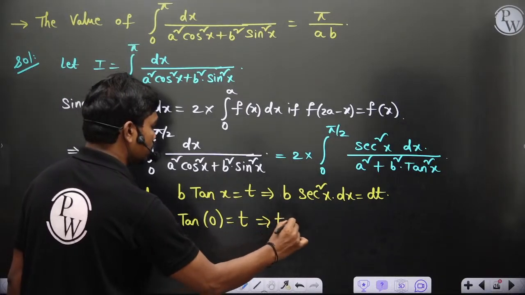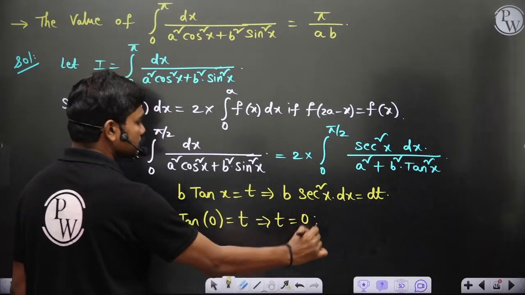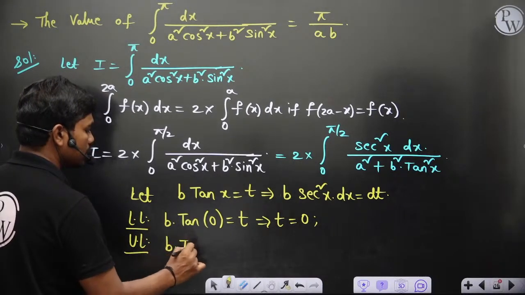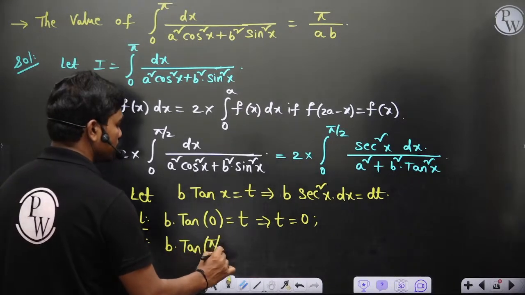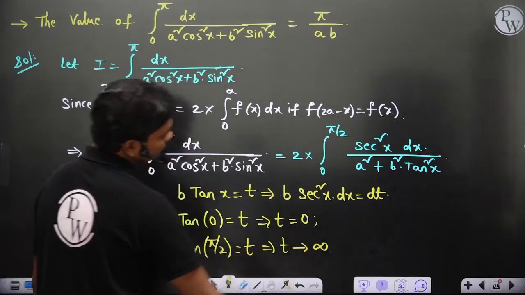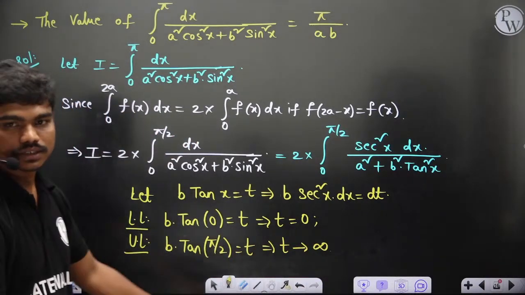So what about t? t equal to tan 0 is 0, so the lower limit is 0. Upper limit: what about the upper limit? tan(pi/2) is equal to t, so this implies t tends to infinity. So this is the upper limit, of course.